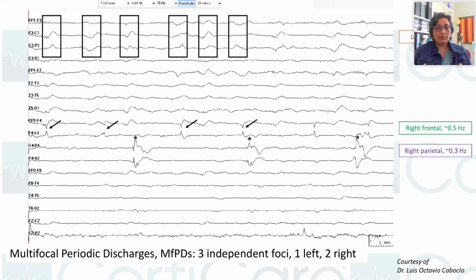So here is an example of multifocal periodic discharges. There are 3 independent focal points of these discharges. One is on the left, which is enclosed in this rectangle. And then we have an arrow, which is defining it at F4, C4. And then we have stars, which are defining the discharges at C4, P4, O2. So at 3 different focal points, we have multifocal periodic discharges, both on the left as well as on the right side.